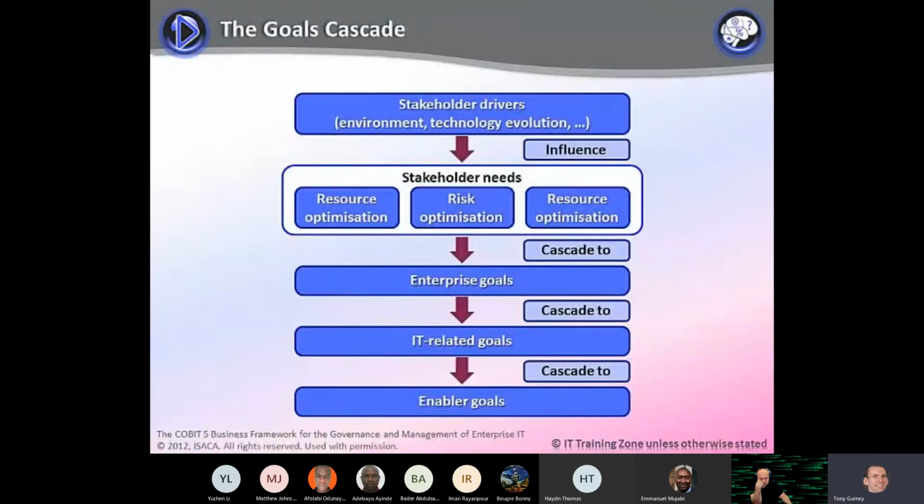A major feature of COBIT that enhances ITIL practices is the goals cascade mechanism. This is illustrated by the diagram on your screen. This mechanism allows IT activities to be linked to stakeholder needs and enterprise objectives. ITIL talks about the need to align IT resources and activity with business objectives, but provides little or no advice on just how to do it.